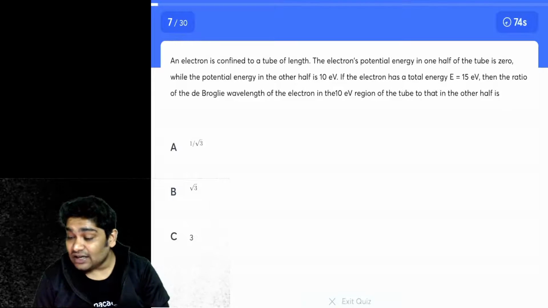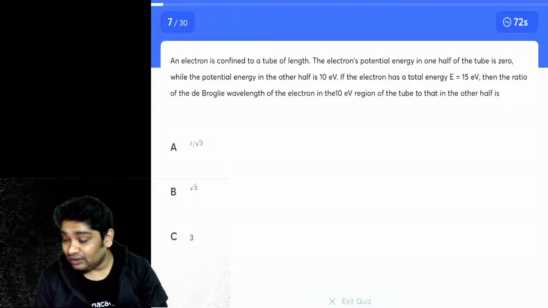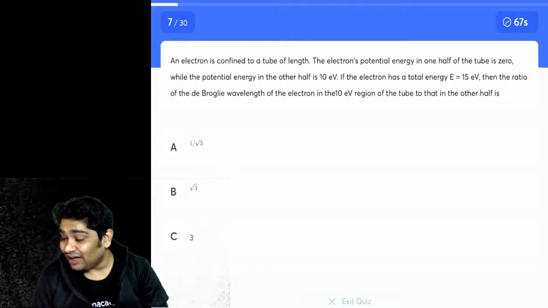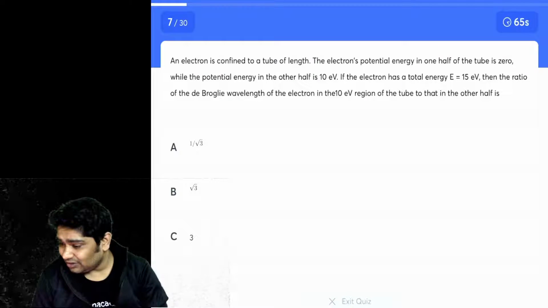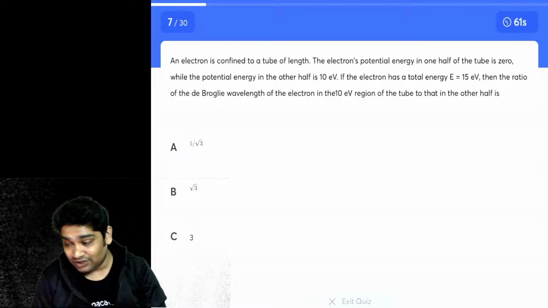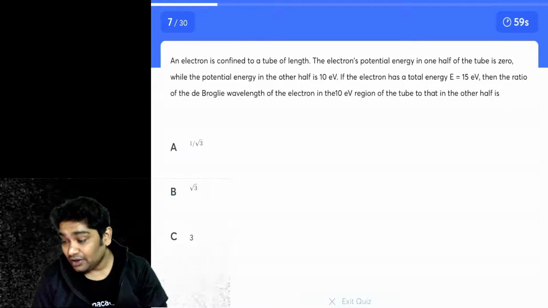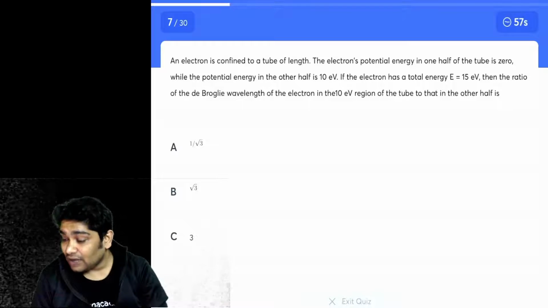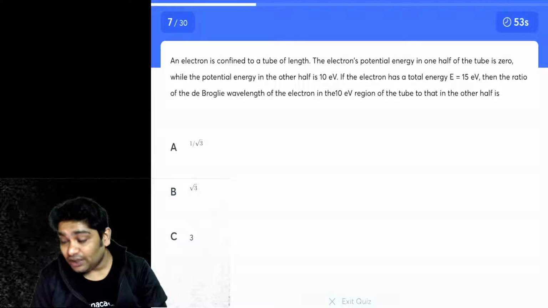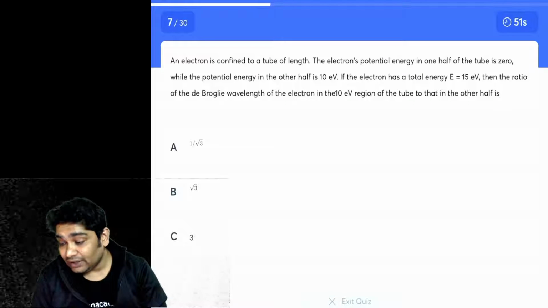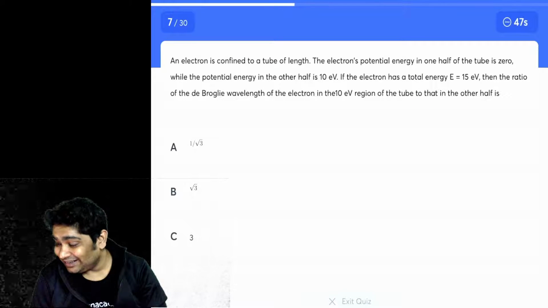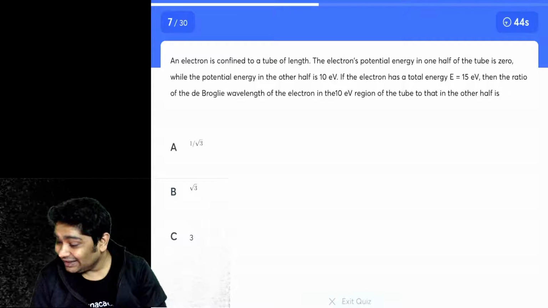An electron is confined to a tube of length L. The electron's potential energy in one half of the tube is zero, while the potential energy in the other half is 10 electron volt. If the electron has a total energy of 15 electron volts, then the ratio of the de Broglie wavelength of the electron in the 10 electron volt region to that of the other half is?